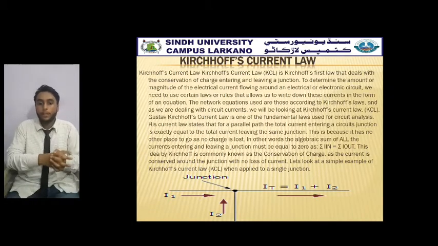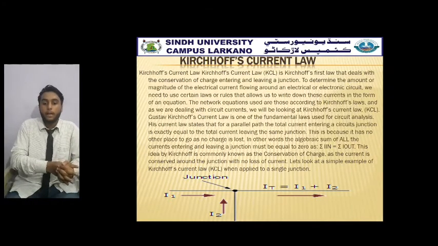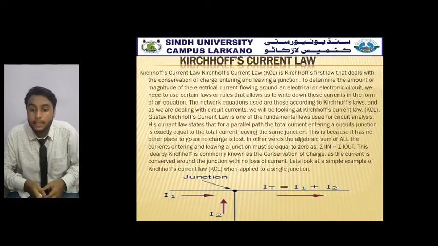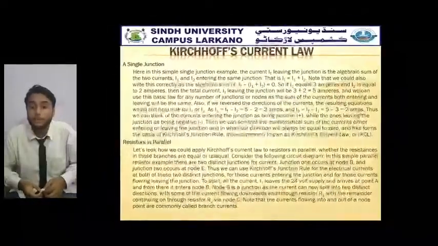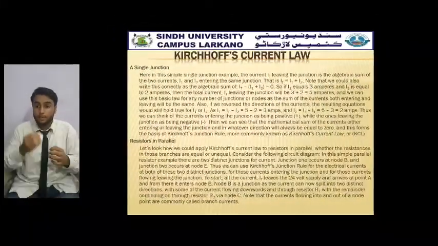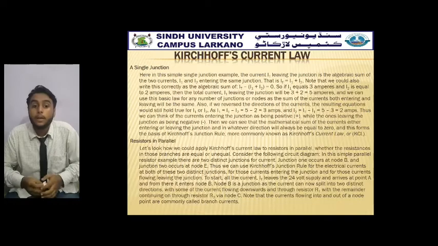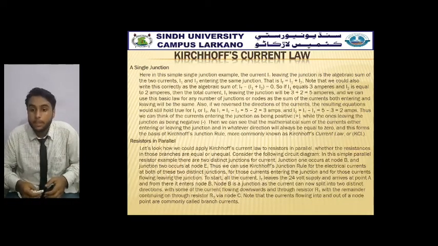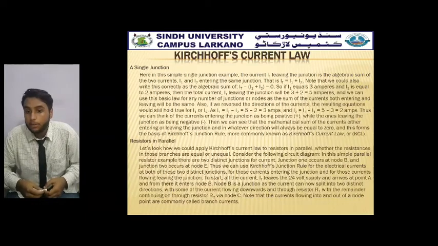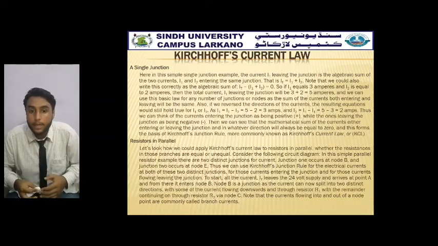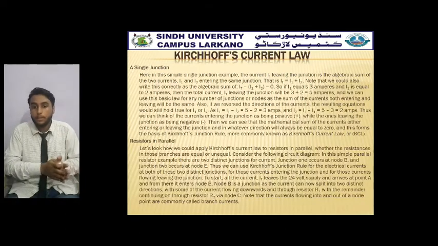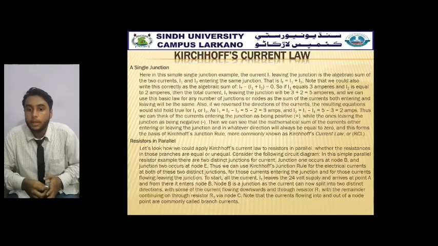Let's look at a simple example of Kirchhoff's current law, KCL, applied to a single junction. Here is a simple single junction example. The current leaving the junction is the algebraic sum of the two currents, I1 and I2, entering the junction. This is I3 equal to I1 plus I2. The node that we could write correctly as the algebraic sum of I1 plus I2 minus I3 is equal to 0.